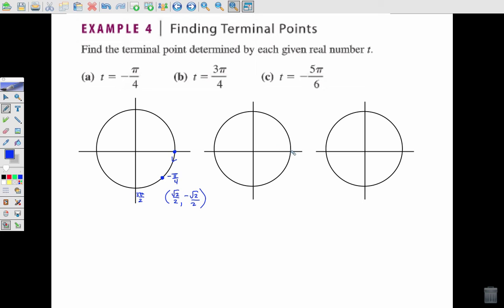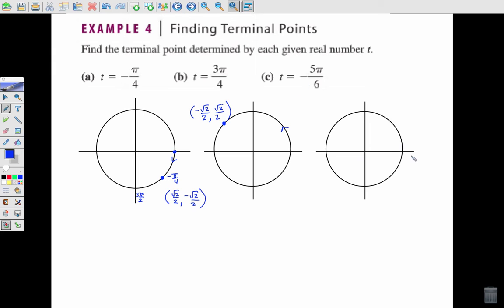Now we're going to look at t equals 3 pi over 4. So 3 pi over 4 is 3/4 of the way to pi, right here, and we move in the counterclockwise direction because it's positive. This point right here is negative root 2 over 2, comma root 2 over 2.